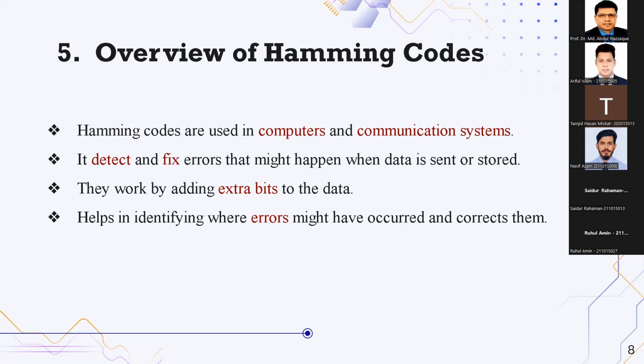Hamming codes are used in computer and communication systems. They detect and fix errors by adding extra bits to the main data bits.